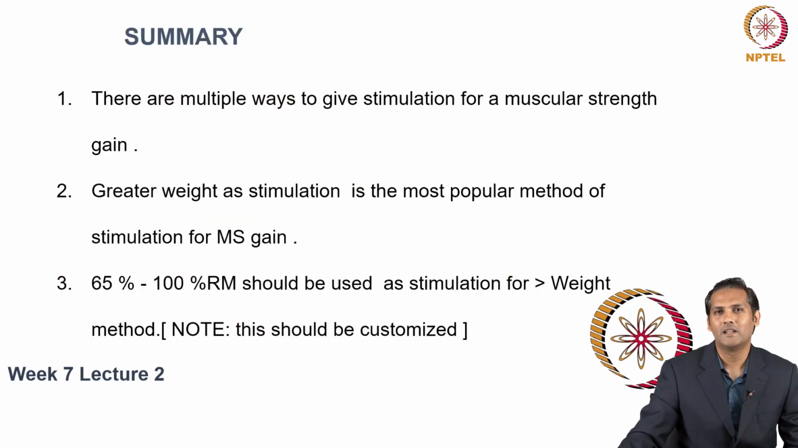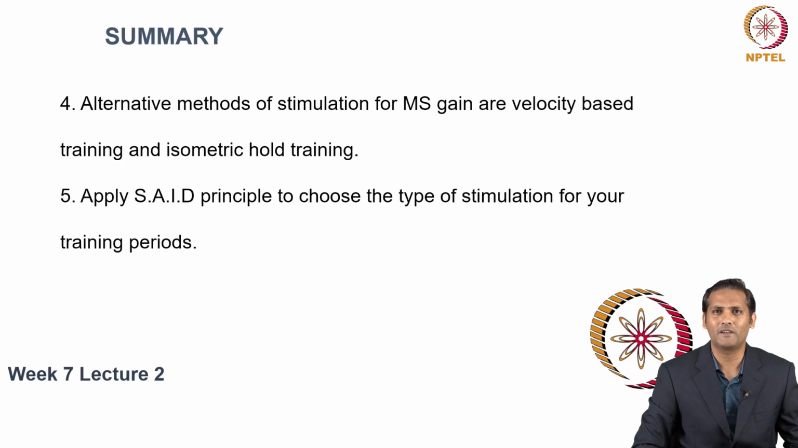So in summary, there are multiple ways to give stimulation for muscular strength gain. Greater weight as a stimulation is the most popular method of stimulation for muscular strength gain. 65 to 100% of 1 RM should be used as a stimulation for greater weight stimulation. Other methods of stimulation for muscular strength gain are velocity based training and isometric hold training. You make sure that you apply the principle of specificity to choose the type of stimulation for your given training period, that is for the given training mesocycles.